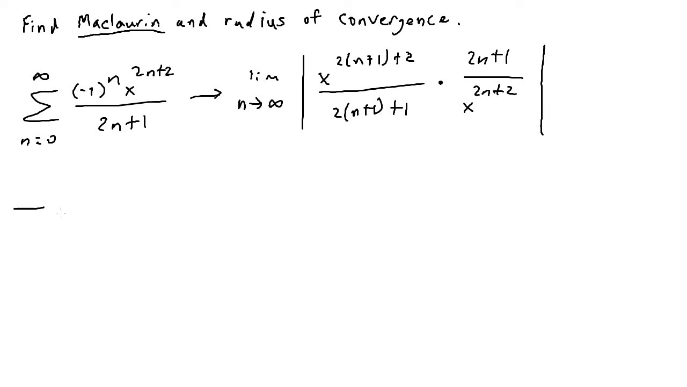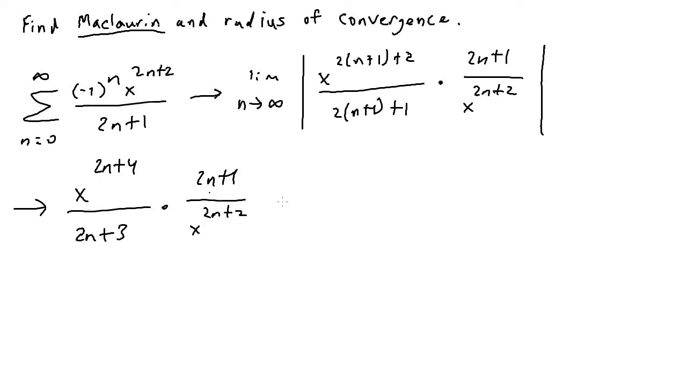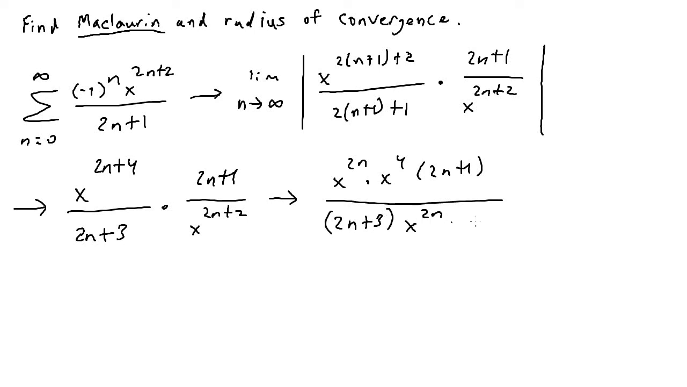So then when I simplify, I'll get x to the 2 times n plus 1 plus 2, which is 2n plus 2 plus 2, so 2n plus 4, divided by 2n plus 2 plus 1, or 2n plus 3, multiplied by 2n plus 1 over x to the 2n plus 2. And so I can go ahead and expand out the exponents here. So we'll get x to the 2n times x to the 4th times 2n plus 1 over 2n plus 3 times x to the 2n times x squared. So now the x to the 2n's will cancel, and x to the 4th divided by x squared is just x squared.